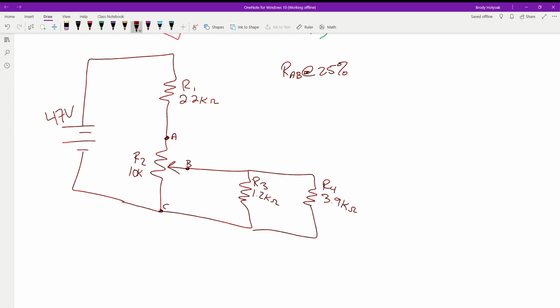What I want to know: what is the R total? What's the voltage drop across R1? The voltage drop across RAB? The current through R3? And the power of R4.